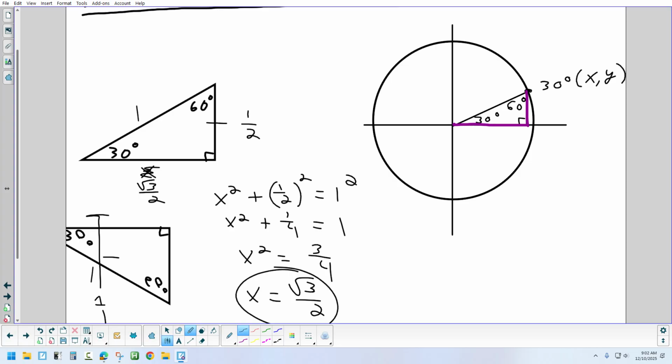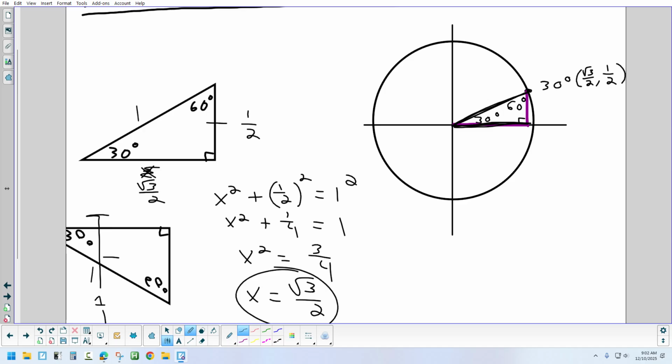Can anyone give me the coordinate now for 30 degrees? Yes, Raj? Root 3 over 2, yep, and 1/2. Exactly. So to get to the point where the terminal side of your angle hits the edge of the circle, you go right root 3 over 2, and you go up 1/2.